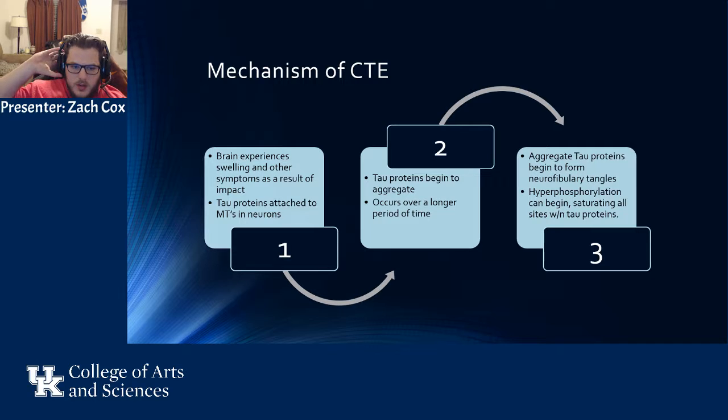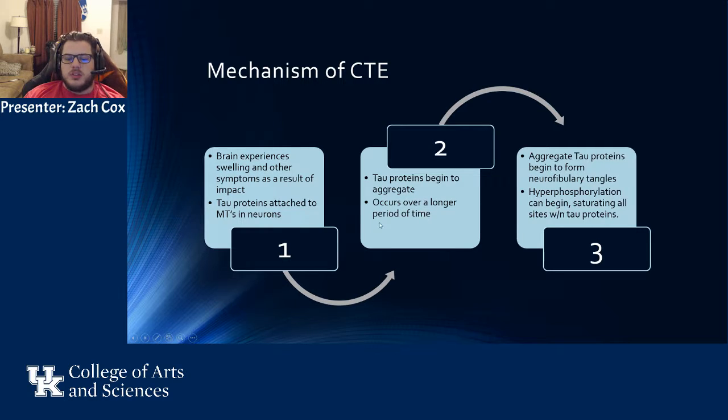Now, the tau proteins at this time are still attached to the microtubules, and you're still able to experience some kind of function. But then the tau proteins become disengaged. The next step, typically what occurs is there's more subconcussive impact, and the proteins begin to fall off and aggregate.